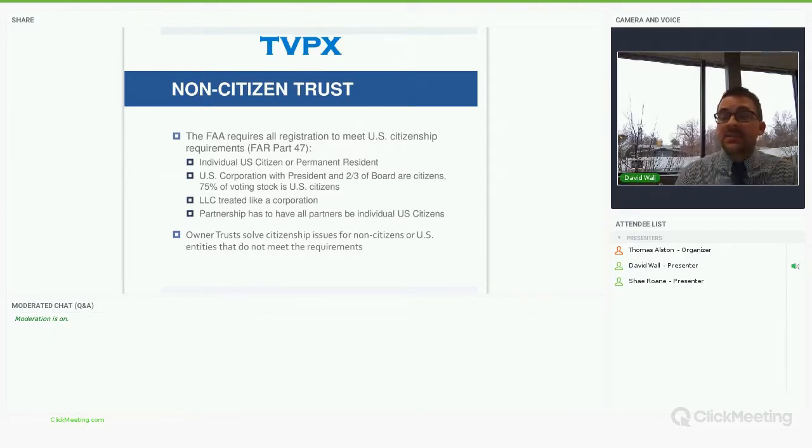So, for example, in the state of Texas, where we often see limited partnerships for corporate tax planning purposes, they'll often have corporations be the partners, and they cannot register the aircraft because those corporations are partners. They're not individual U.S. citizens. So they will put the aircraft into trust to avoid the registration issue.